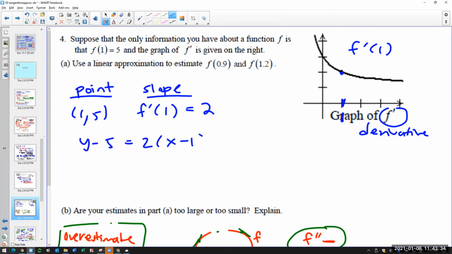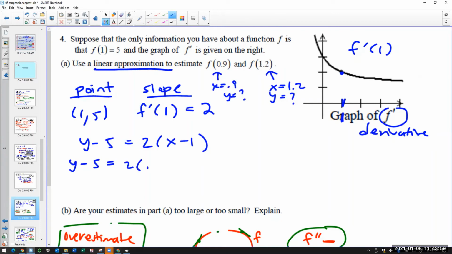Okay, so now I just put it into the equation. y minus y is equal to the slope times x minus x. All right. And the first thing they tell me to do is estimate. I'm using linear approximation. So using this tangent line, everywhere there's an x, put in 0.9 and find what y is. This one is saying everywhere there's an x, put in 1.2 and find what y is. Okay, so let's do it. y minus 5 is equal to 2 times 0.9 minus 1. And what is 0.9 minus 1 really? Is it negative 0.1? So that's negative 0.2.